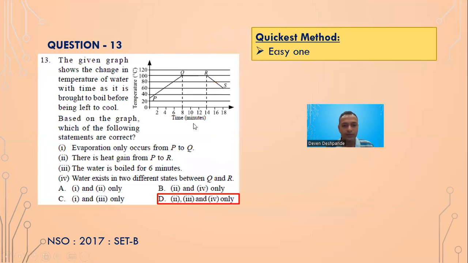Water is boiled for 6 minutes, which is true because from Q to R, from 8 to 14, is 6 minutes. And water exists in two different states between Q and R, which is also true because between Q and R, some part is water and some part is steam, isn't it? So the answers are 2, 3, and 4. 2, 3, and 4 are correct. They are correct answers.